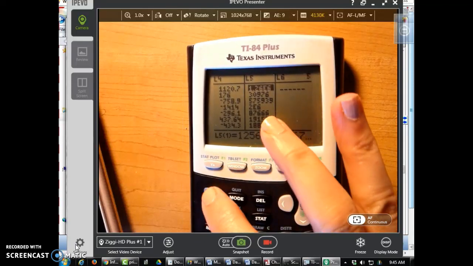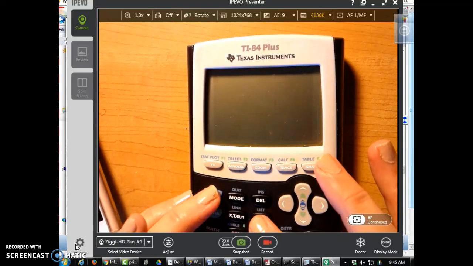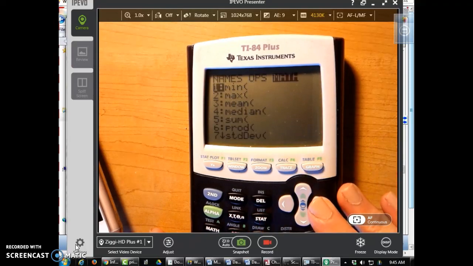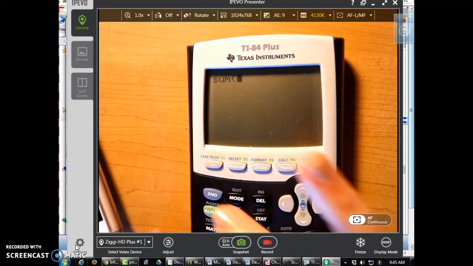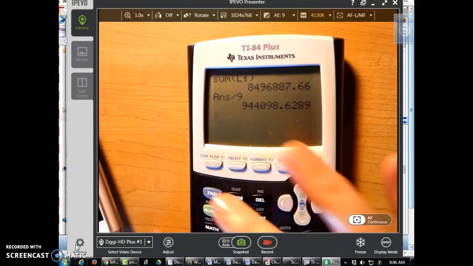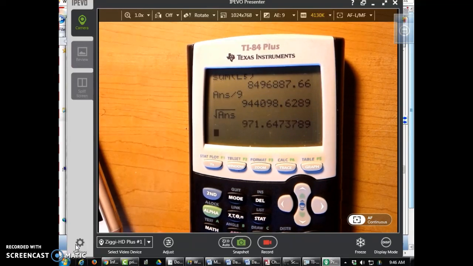So let's go to that feature. I'm going to go to my list feature because that's where I can square the list. So do second stat, go over to math. It's going to be sum, which is option 5, and I'm going to sum list 5. So that's the summation of all the residuals squared. I will divide that by n minus 2. Since there were 11 observations, that'll be 9, and then I need to square root that, and I get 971.65. So that is the standard deviation, and we've worked it all out from start to finish.